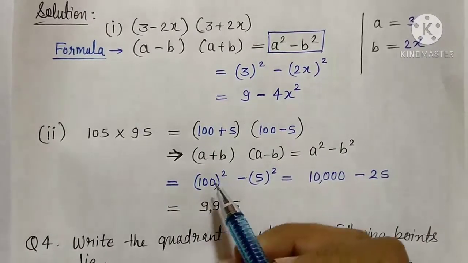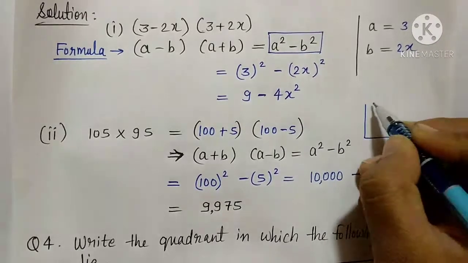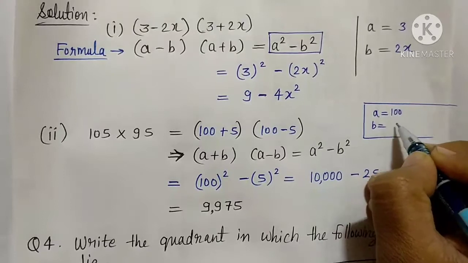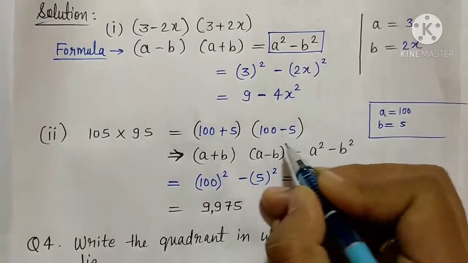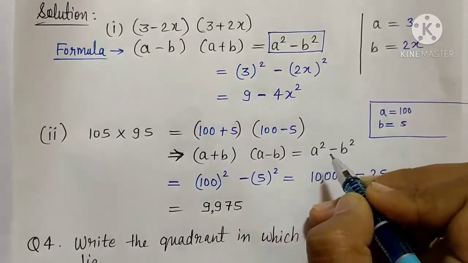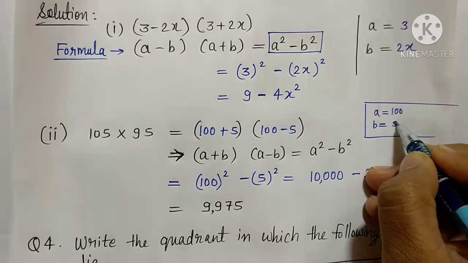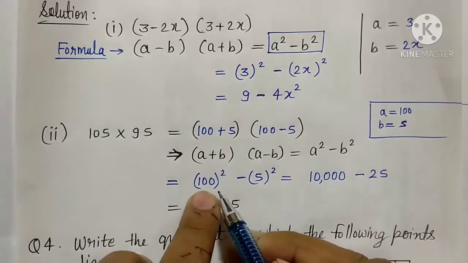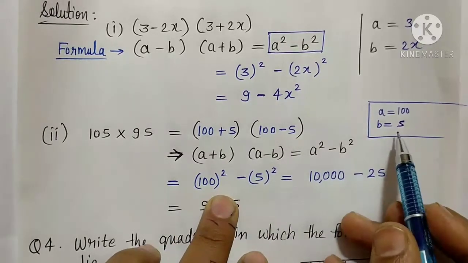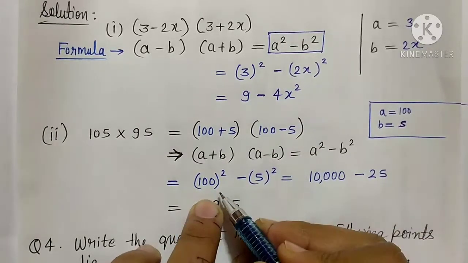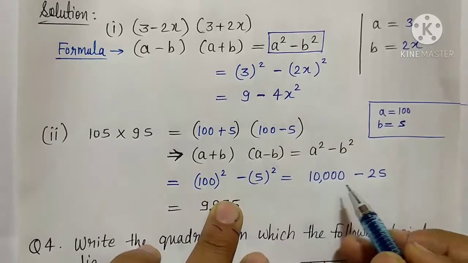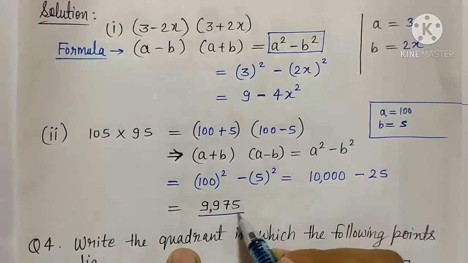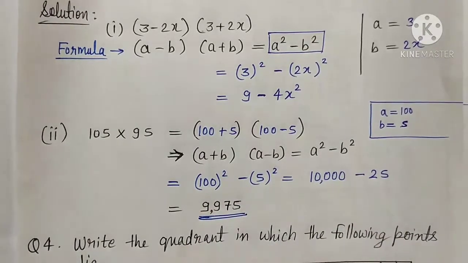Okay, so what is our a here? Once again find out. Our a is 100 and our b is 5. Don't be confused by seeing the minus sign. Don't put the minus sign here. b will be 5 only. So our formula says a square minus b square. So 100 square minus b square, b means 5 square. So 100 square means 10,000, 5 square means 25. If we subtract 25 from 10,000, it will come 9,975. This is our answer.